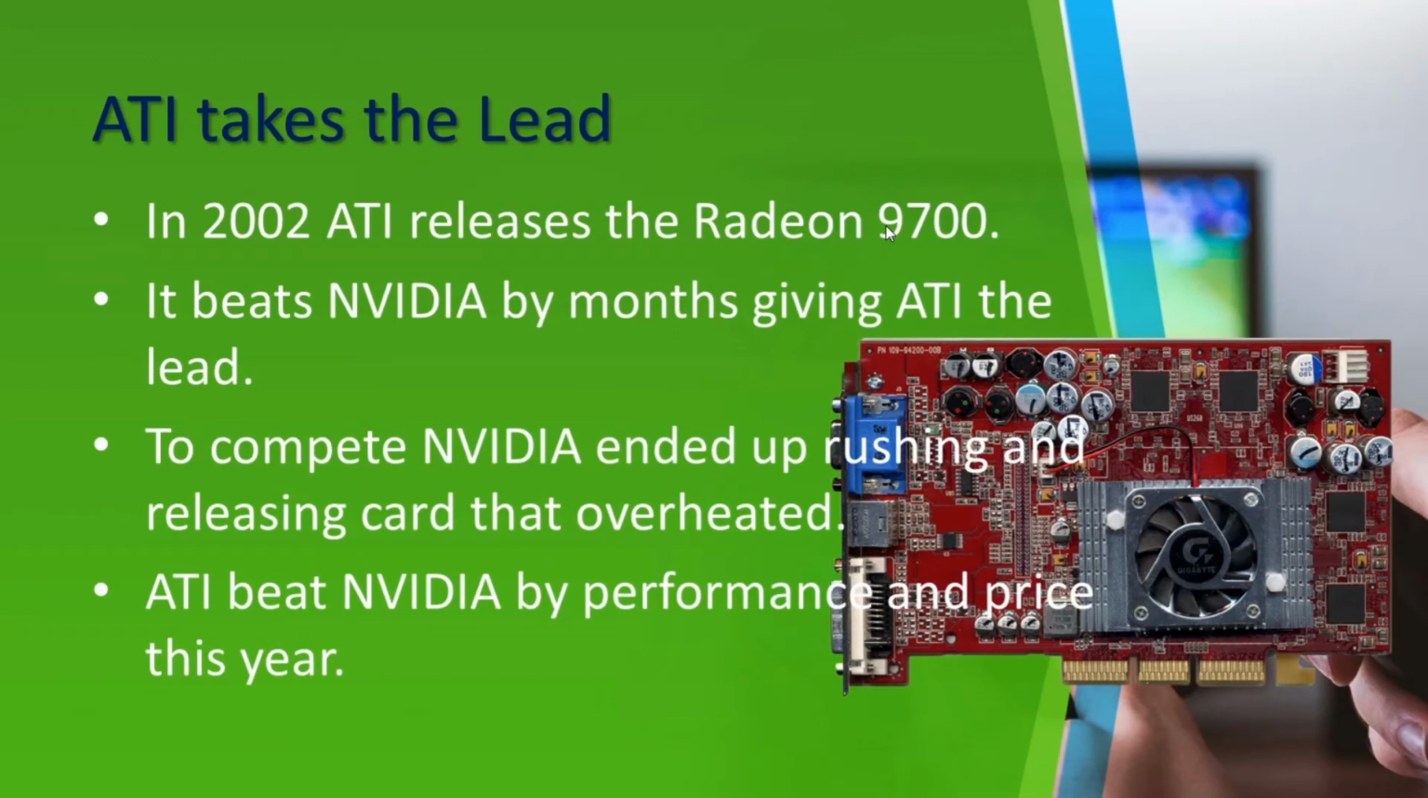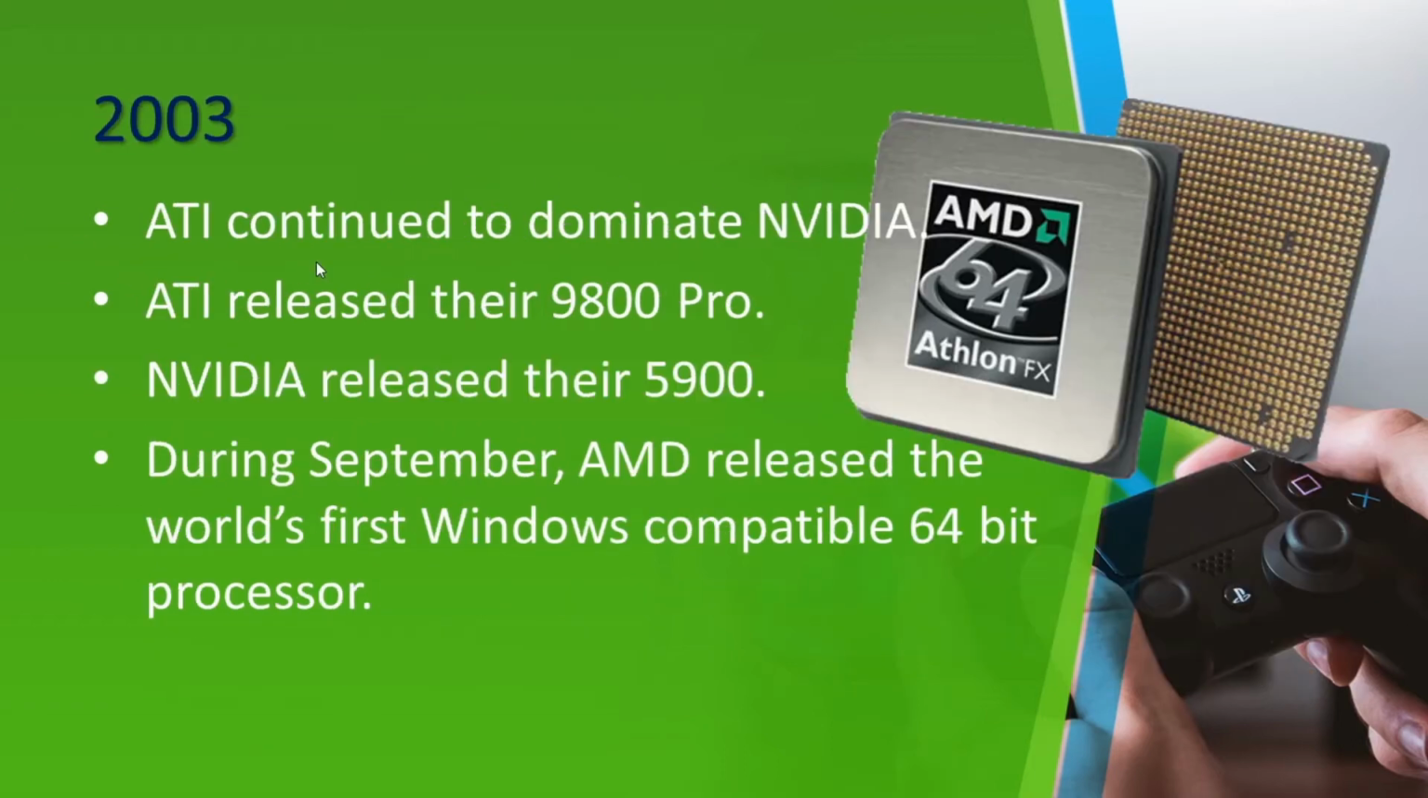ATI takes the lead. In 2002, ATI released the Radeon 9700. It beat NVIDIA by months, giving ATI the lead. To compete, NVIDIA ended up rushing and releasing a card that overheated. So ATI beat NVIDIA on performance and price in 2002.